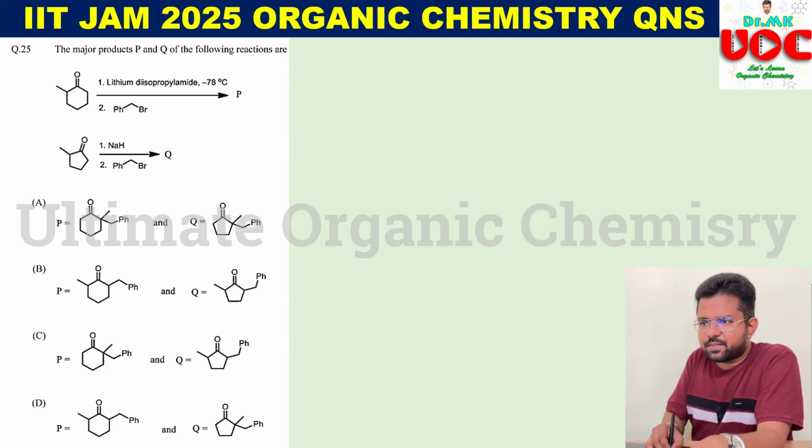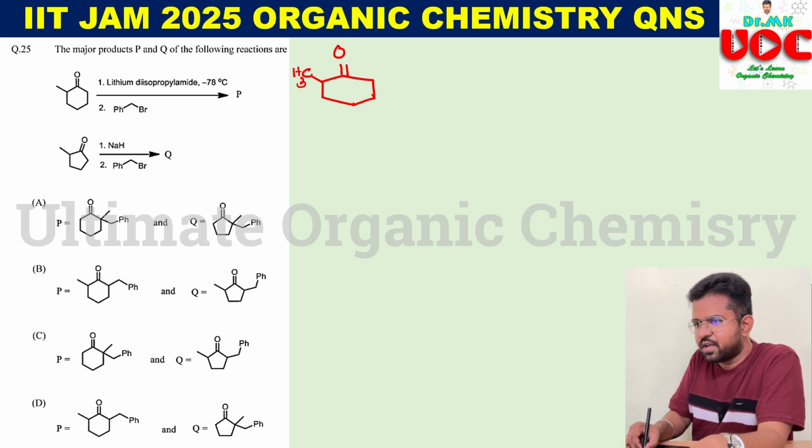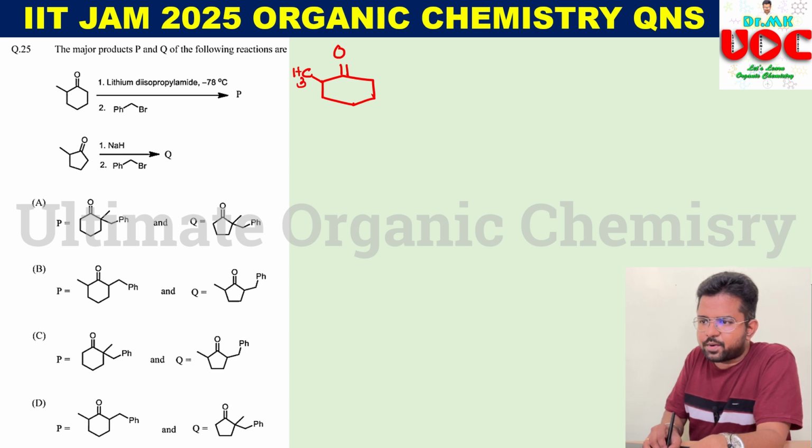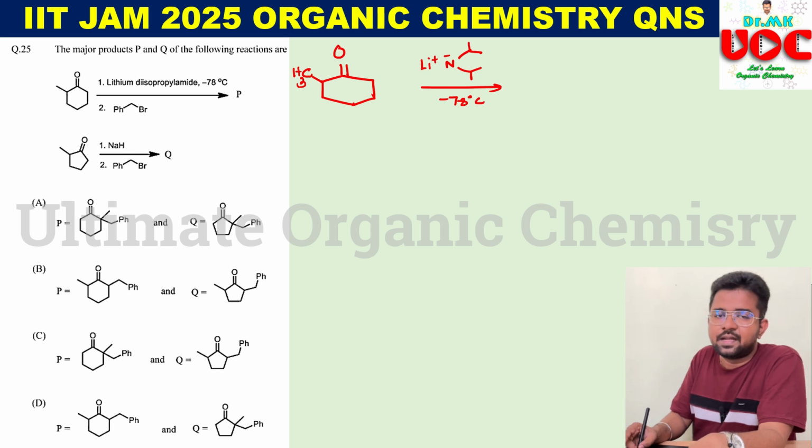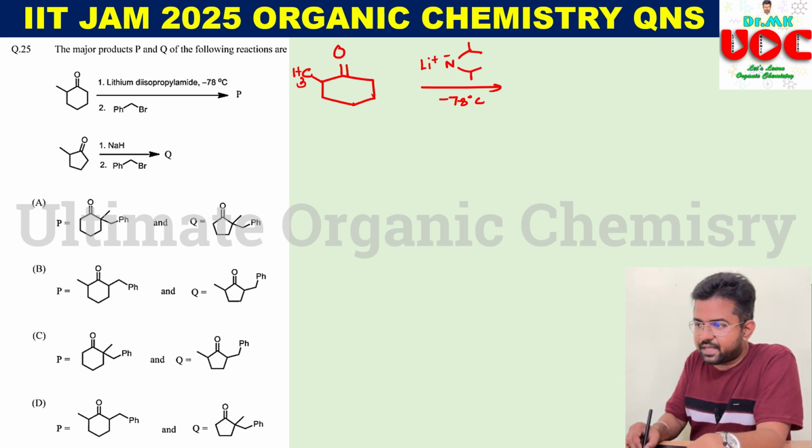Next question. The major products P and Q for the following reactions are? The first reaction involves the reaction of a cyclohexanone, that is 2-methylcyclohexanone, with lithium diisopropylamide, otherwise called LDA. You know that LDA is a bulky base. The reaction is taking place at minus 78 degrees Celsius. This is a bulky base, so it takes the less hindered acidic hydrogen.